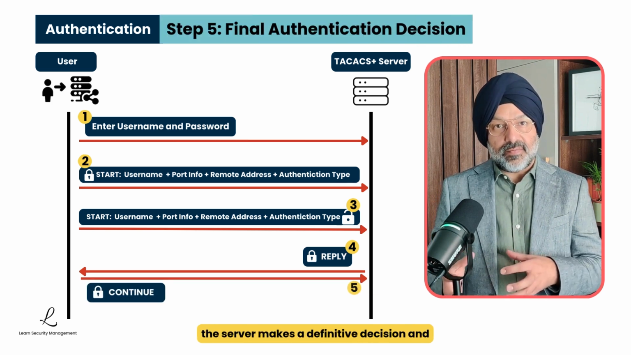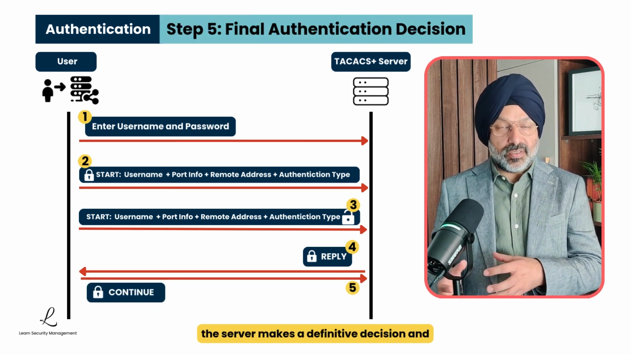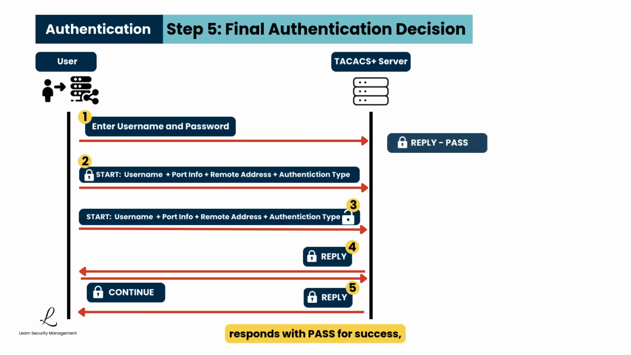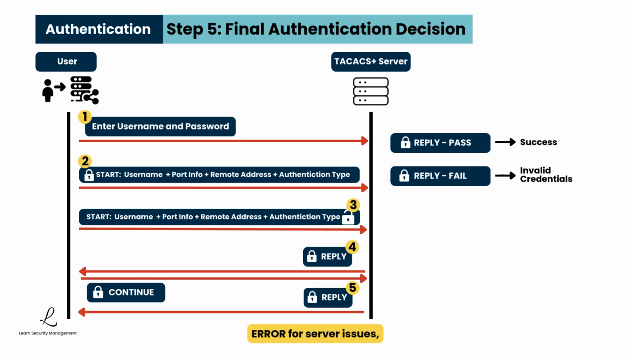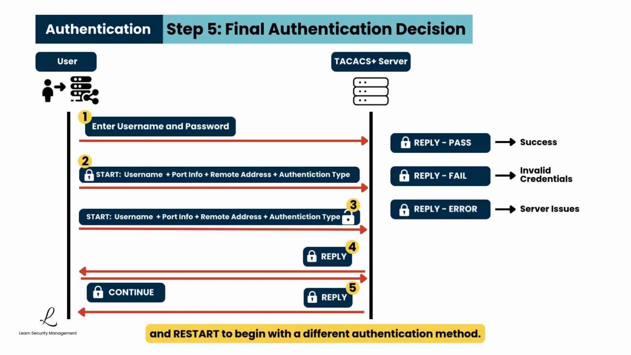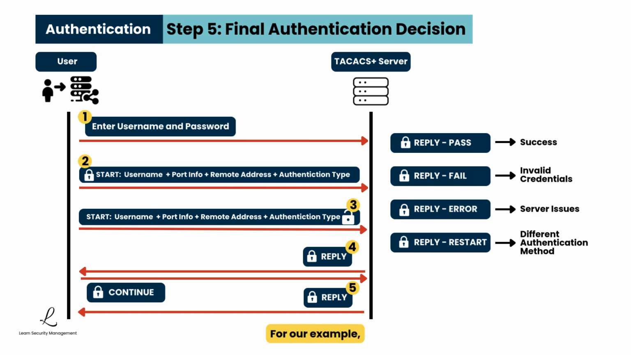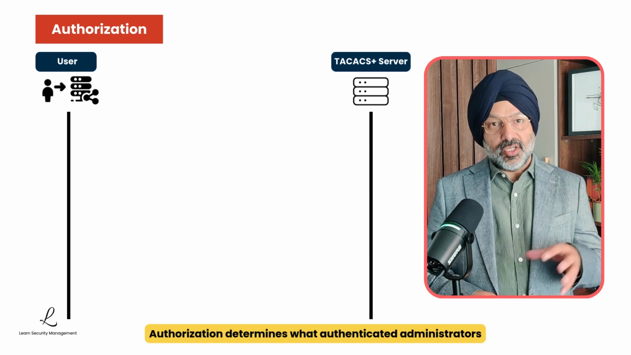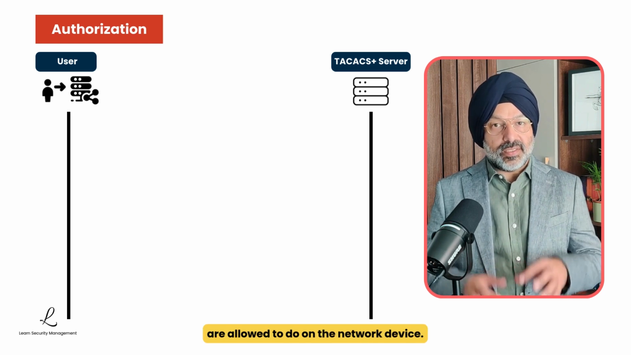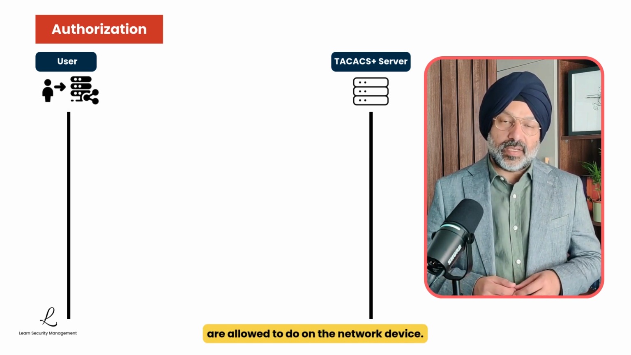Finally, in step 5, the server makes a definitive decision and responds with pass for success, fail for invalid credentials, error for server issues, and restart to begin with a different authentication method. For our example, we will assume authentication was successful with a pass response, so we can now move on to the next phase. Authorization determines what authenticated administrators are allowed to do on the network device.